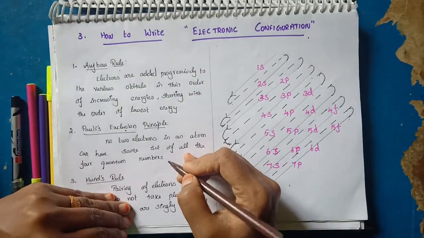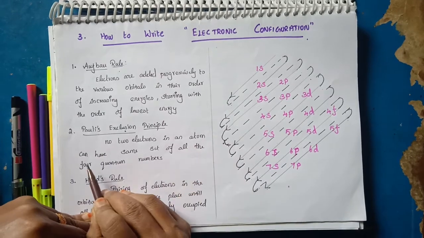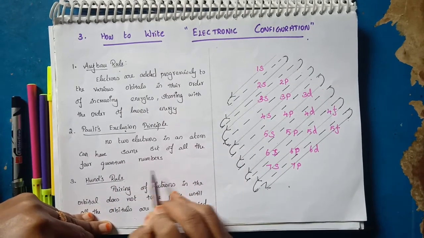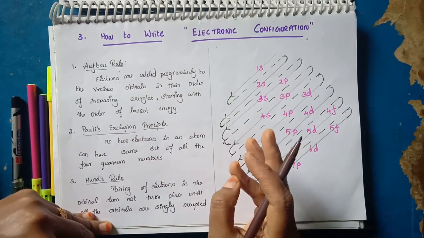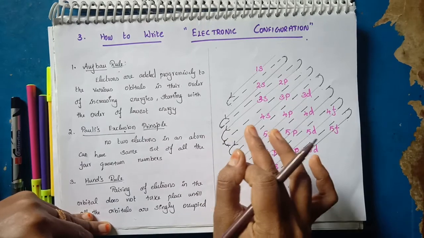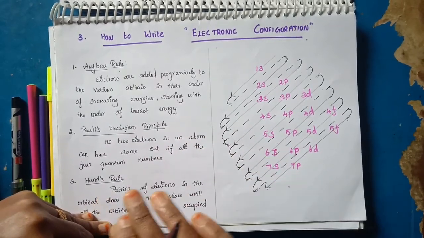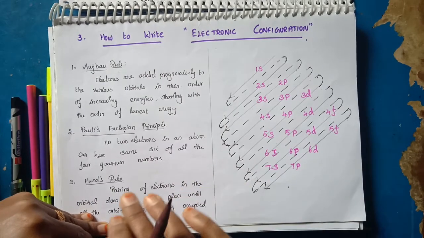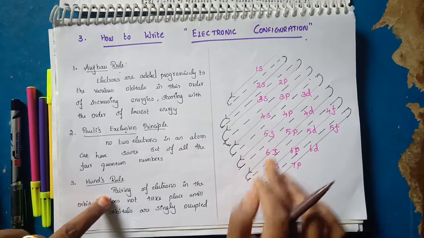The second one is Pauli's exclusion principle: no two electrons in an atom can have the same set of all four quantum numbers. What are the four quantum numbers? The principal quantum number, azimuthal quantum number, magnetic and spin. So no two electrons have the same set of all four quantum numbers. A third one, Hund's rule.